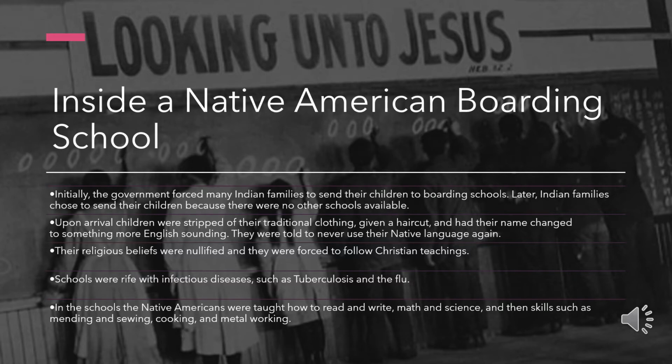In the schools, Native Americans were taught how to read and write, math and science, and then skills such as mending and sewing, cooking, and metalworking. The idea was that even though a lot of children had come already knowing these skills, the skills they had learned were inadequate and they had to be retaught how to do it appropriately and in the white American way.